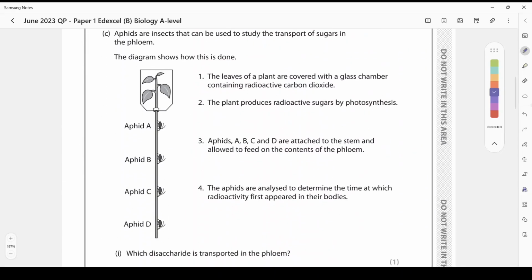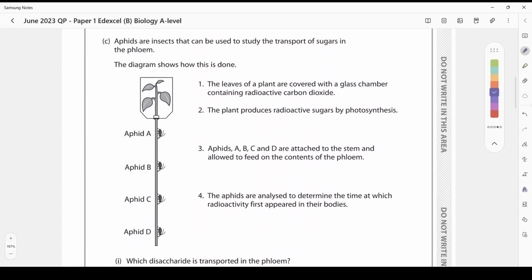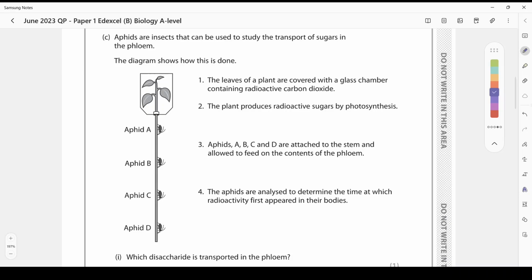All right, part C. Aphids are insects that can be used to study the transport of sugars in the phloem. The diagram shows how this is done. So we have step 1, the leaves of the plants are covered with a glass chamber and contain radioactive CO2. So the CO2 would be here, and then it would undergo photosynthesis to produce radioactive sugars that would go down the phloem, right? And then we have aphids A, B, C, and D, and the aphids are analyzed to determine the time at which the radioactivity first appears in their bodies.